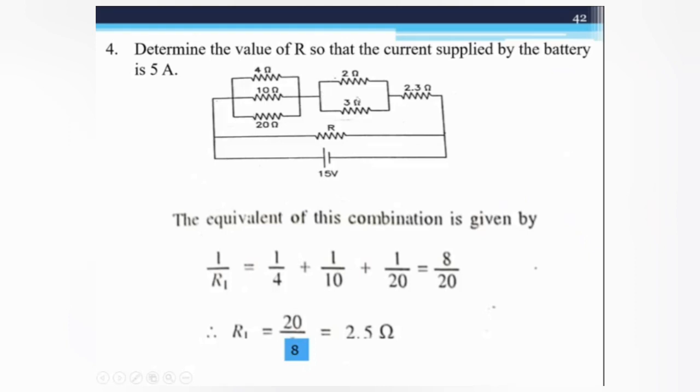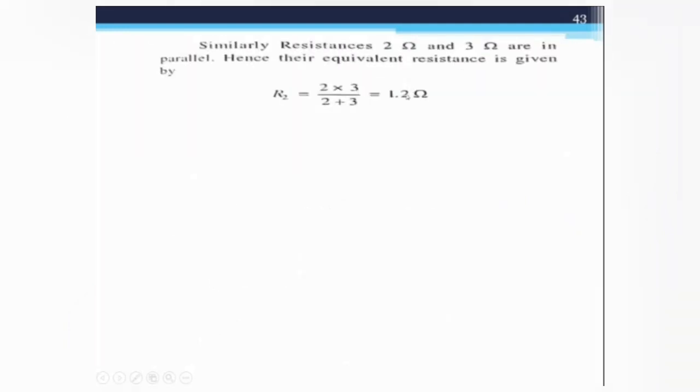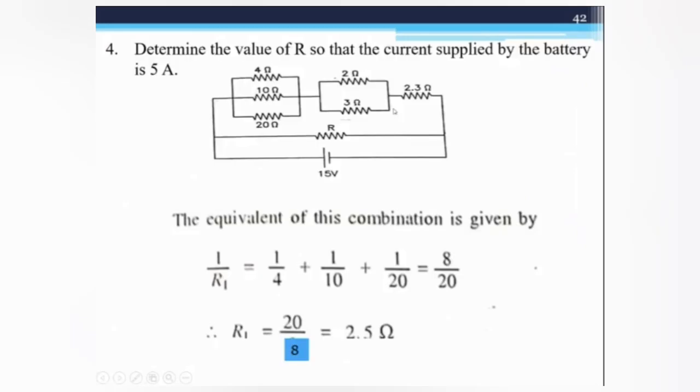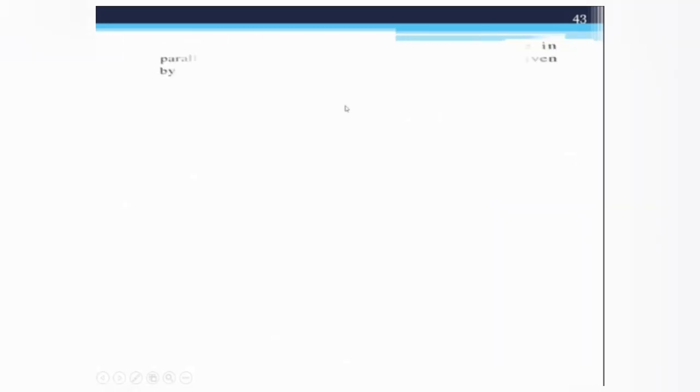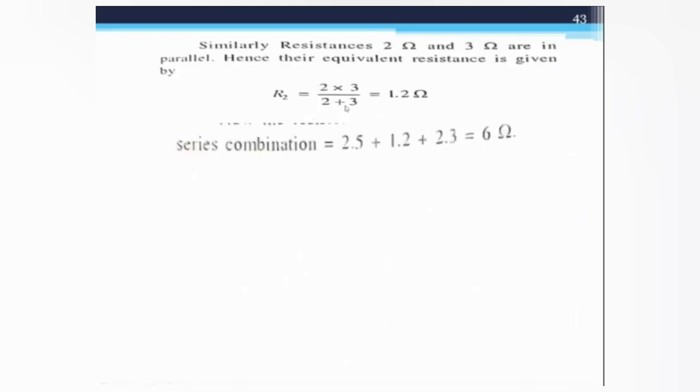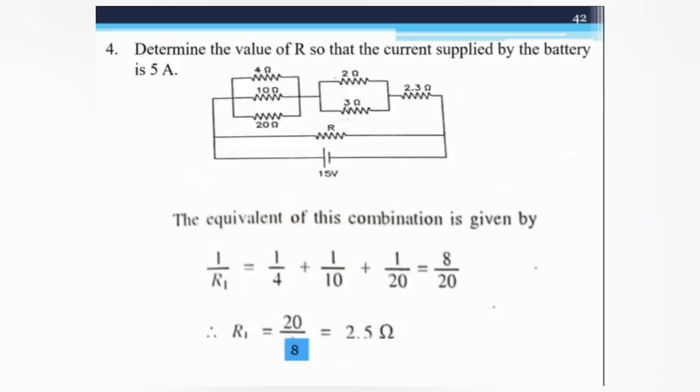Similarly, the 2 and 3 ohm resistors are also in parallel. The equivalent of that is R2 equal to 1.2 ohm. When we replace these three by 2.5 ohm and these two by 1.2 ohm, all three resistors are connected in series. So 2.5 plus 1.2 plus R.